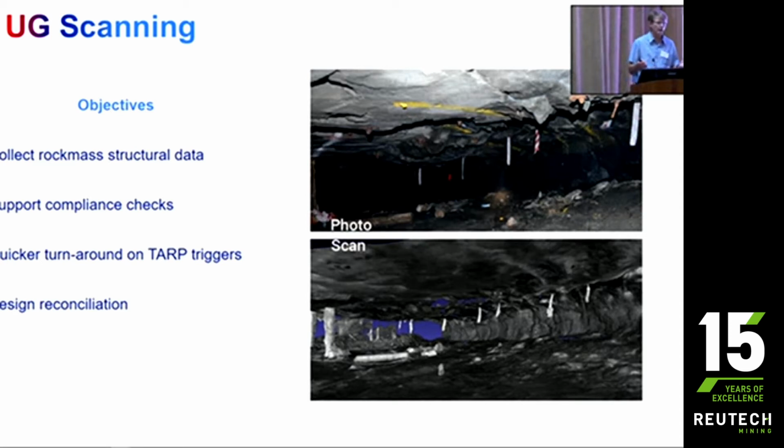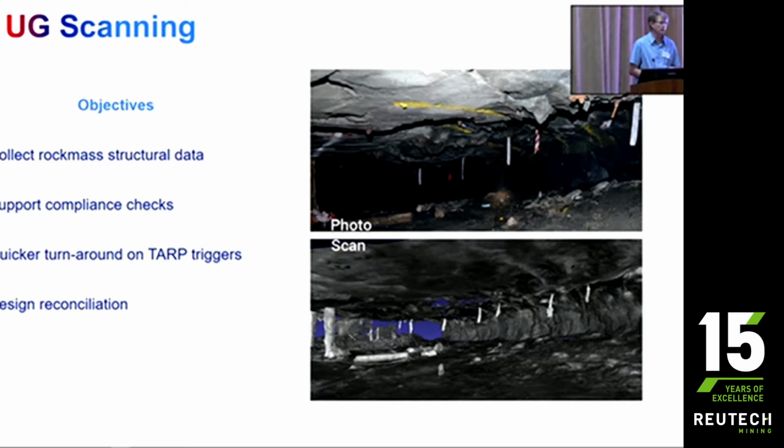And what we want to do with that is, first of all, collect rock mass data. The software already exists so that I can take the scan and do mapping from it. I can get different directions of structures, see where my wedges are, and input them into my designs. I can do rock mass ratings from this. I can do support compliance checks. It picks up the support, I can measure it against a standard, and it'll tell me automatically, yes or no, we're complying.